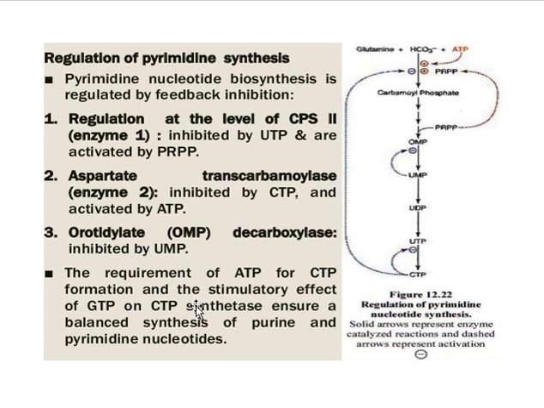During the synthesis of pyrimidine nucleotides, that is the CTP, we have seen that ATP is required for the formation of CTP, and the enzyme CTP synthetase is activated or stimulated by GTP. So for the synthesis of CTP, both the purine nucleotides ATP and GTP are required, which ensures a balanced synthesis of purine and pyrimidine nucleotides.